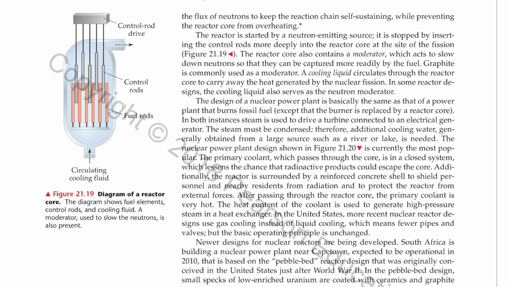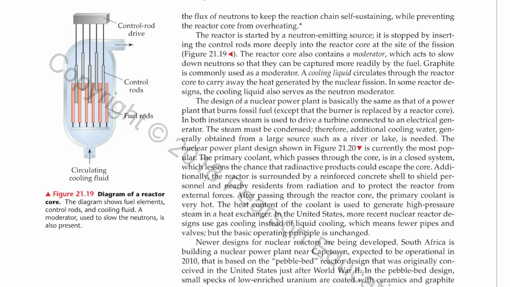After passing through the nuclear core, the primary coolant is very hot. The heat content of the coolant is used to generate high-pressure steam in a heat exchanger. In the United States, more recent nuclear reactor designs use gas cooling instead of liquid cooling, which means fewer pipes and valves, but the basic operating principle is unchanged. Newer designs for nuclear reactors are being developed.